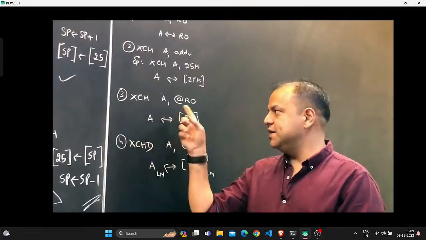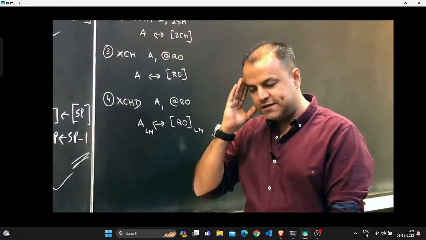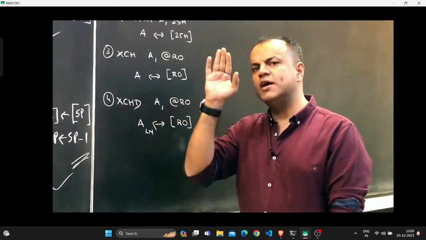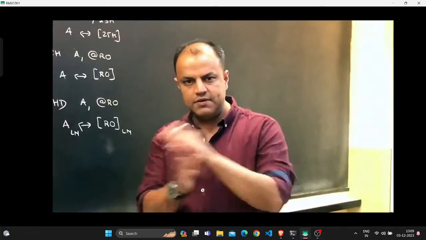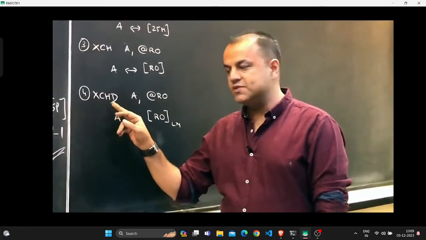Now, exchange A comma, now pay attention on these two. Exchange A comma @R0. First of all, understand this and explain to me. You are exchanging the value of A with the contents of the location pointed by R0. You understand? R0 points to a location. In that location, there is some data. That data and A will get interchanged. Are you clear?